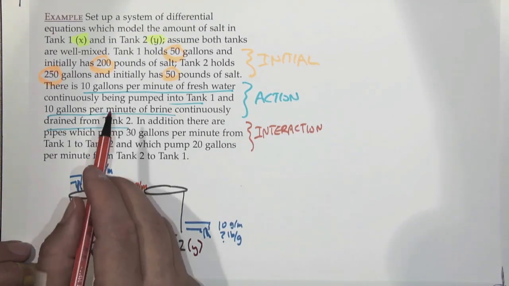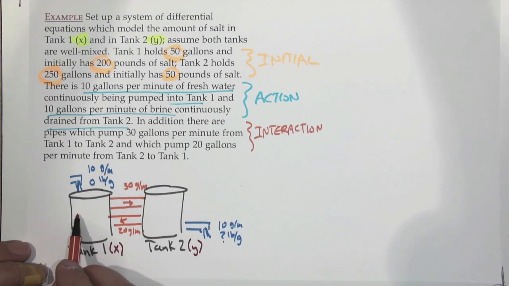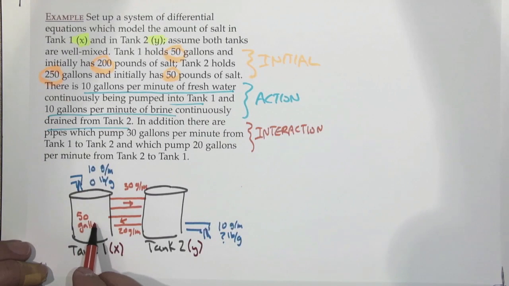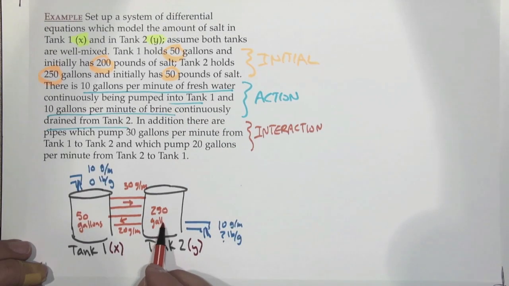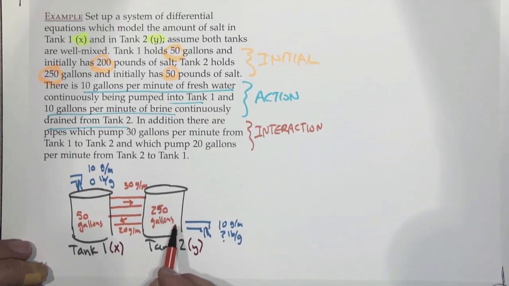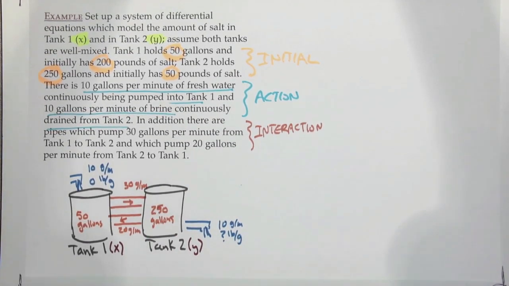All right, so tank 1 has 50 gallons and it stays 50 the whole time. And tank 2 is 250 gallons and it's going to stay 250 the whole time. All right. So far so good? Yes, that is so far so good. Okay, so we need to set up some equations.